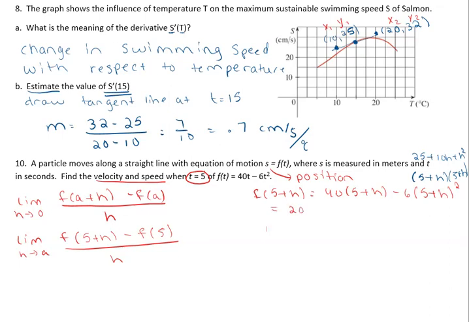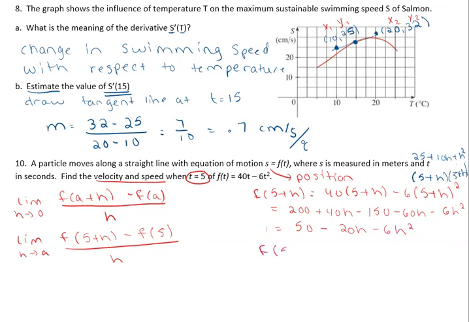So 200. And then 40 times h is 40h. Minus 6 times 25 is 150. Minus 6 times 10h is negative 60h. And then negative 6 times h squared is negative 6h squared. We can clean it up a little bit. 200 minus 150 leaves us with 50. 40h minus 60h gives us negative 20h. And I think that's all we can do, minus 6h squared. Okay, so we got f of 5 plus h.